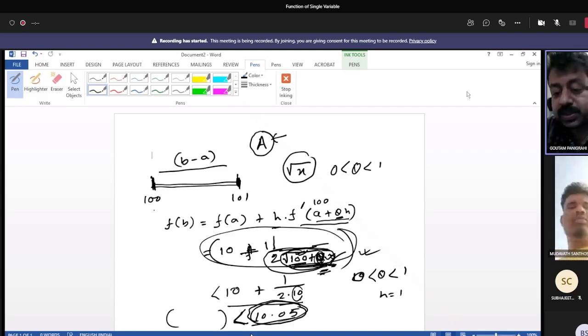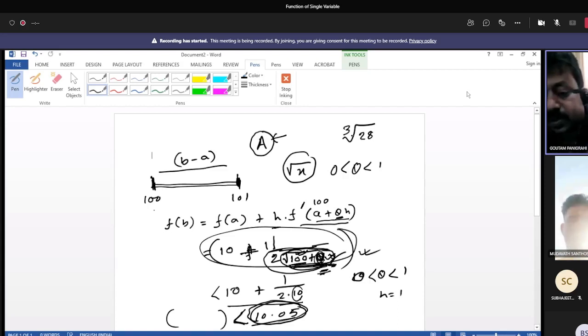That what will be the interval? Either it will be greater or less. That it will be given. Suppose another question. Suppose cube root of 28. That you have to assume.